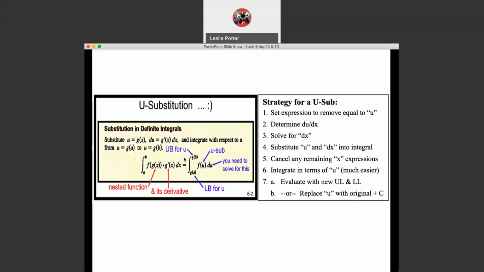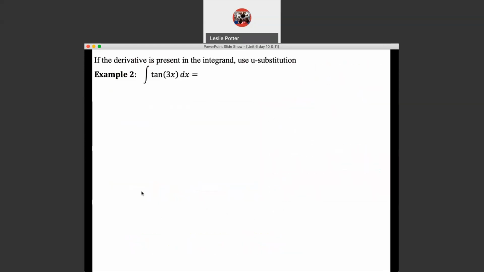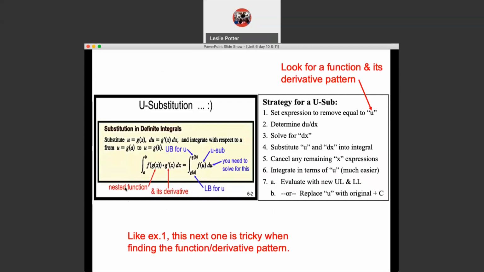Now, if we had a definite integral, we also would have to change the bounds to get those in terms of u as well. We're going to do an example like that a little later in the notes. So here are, we didn't go through them formally, but here are 7 steps that we can follow to navigate this process. So we're going to follow these 7 steps pretty closely from here on in. So remember this nested function, we call that nested function a composite. Okay, so we're going to look for the function and its derivative. We're going to look for that pattern.